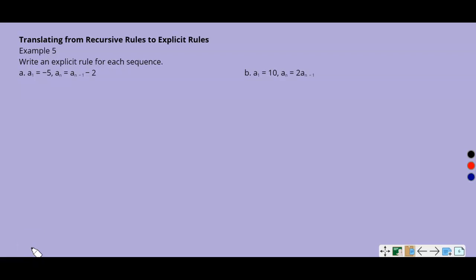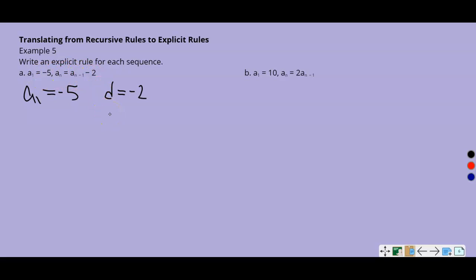Example 5, translating from recursive rules to explicit. All right, so now we're going in reverse. Write an explicit rule for each sequence. So this time we're given a recursive rule and we want to write an explicit rule. So the first thing we need to do is identify what we have, what's given. So we have the first term is given as -5. You can see that's right here. And we have to see what the common difference is, and it is -2. So we have a sub 1 equals -5, and we have our common difference of -2. And both those were given right here in the recursive formula.